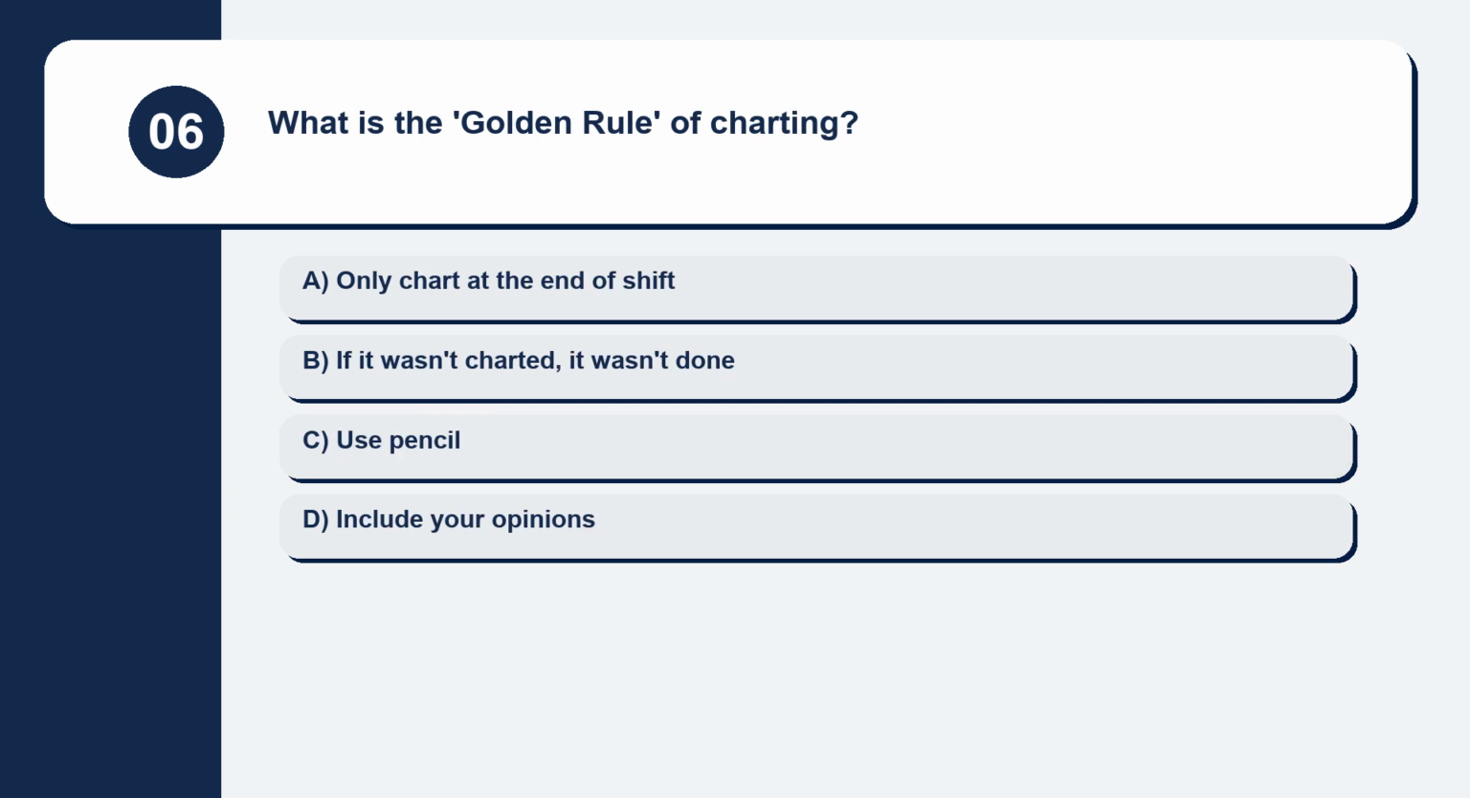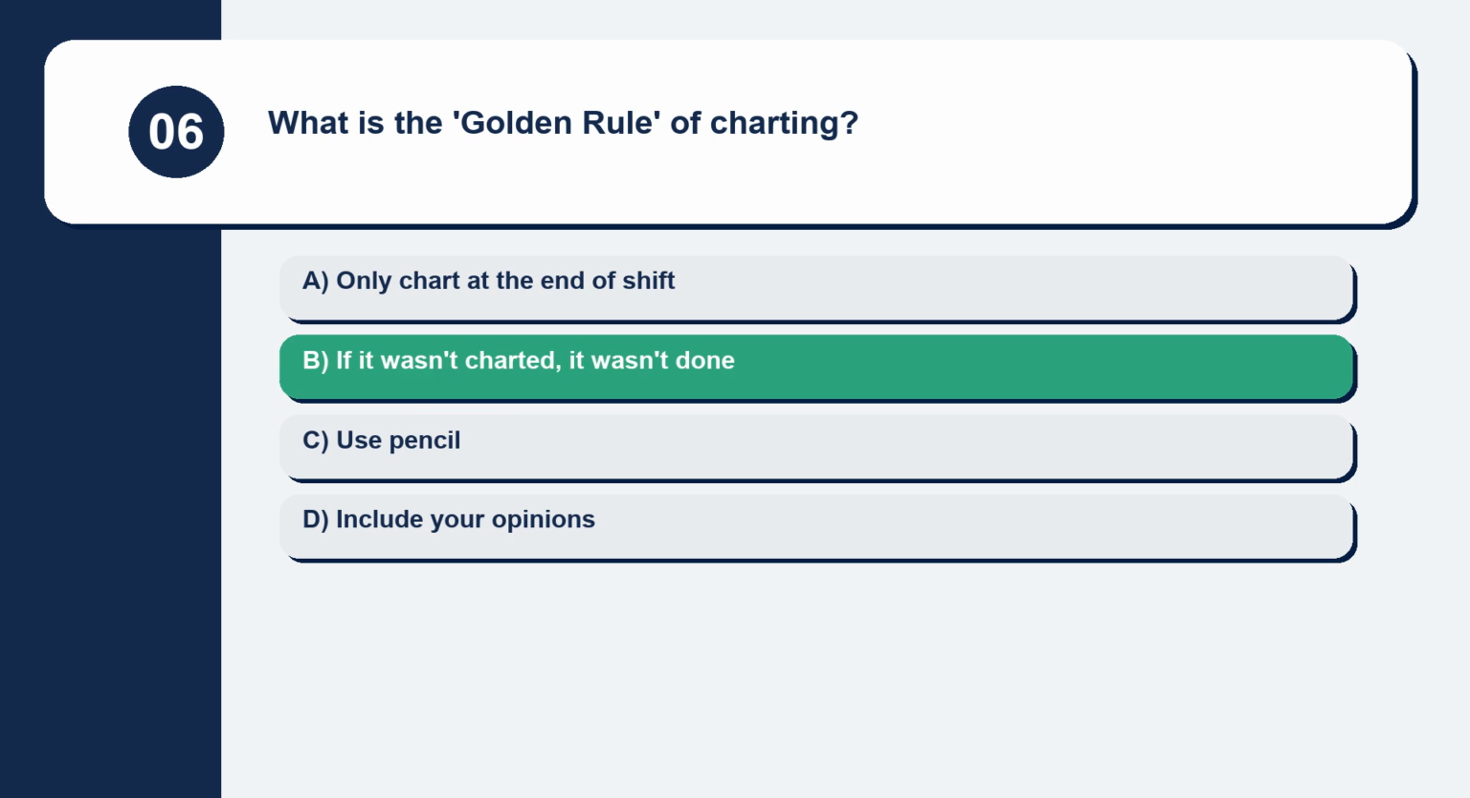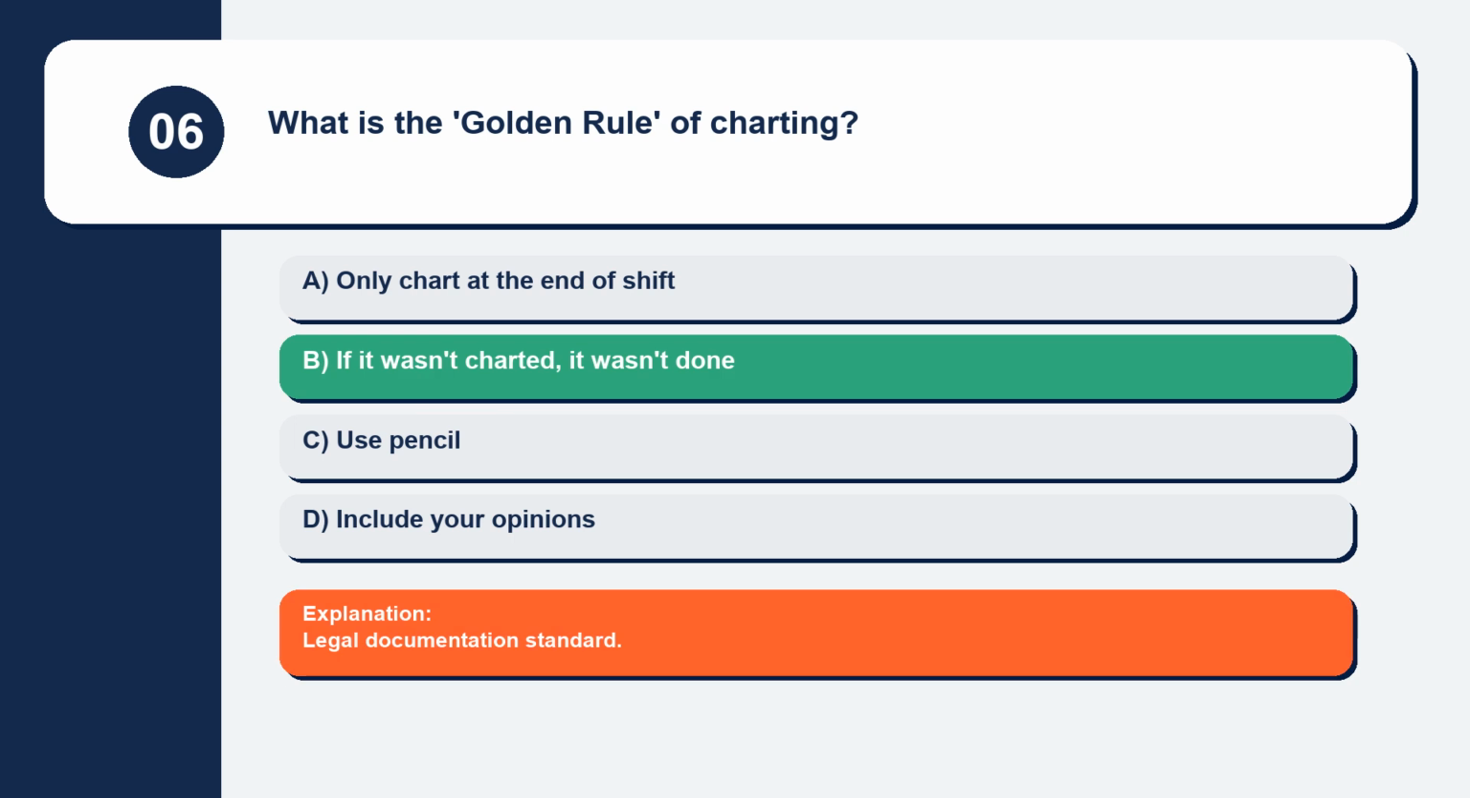Question 6. What is the golden rule of charting? Only chart at the end of shift. If it wasn't charted, it wasn't done. Use pencil. Include your opinions. Legal documentation standard.